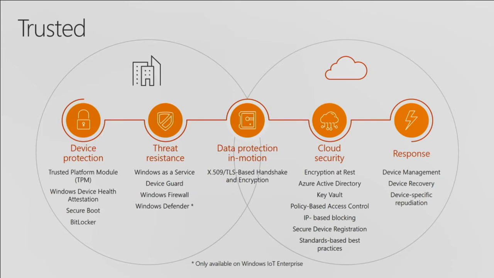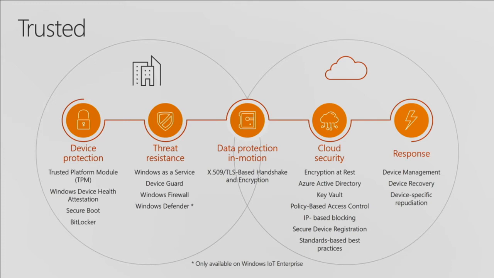So only applications or code signed by you can actually run. Firewall, built-in network firewalls. It's already part of Windows IoT. And of course, Defender for malware detection. In addition to that, connectivity between device and Azure is also protected. Our IoT connectivity supports protocols like AMQP, MQTT, HTTPS. They're all protected through TLS and certificates.